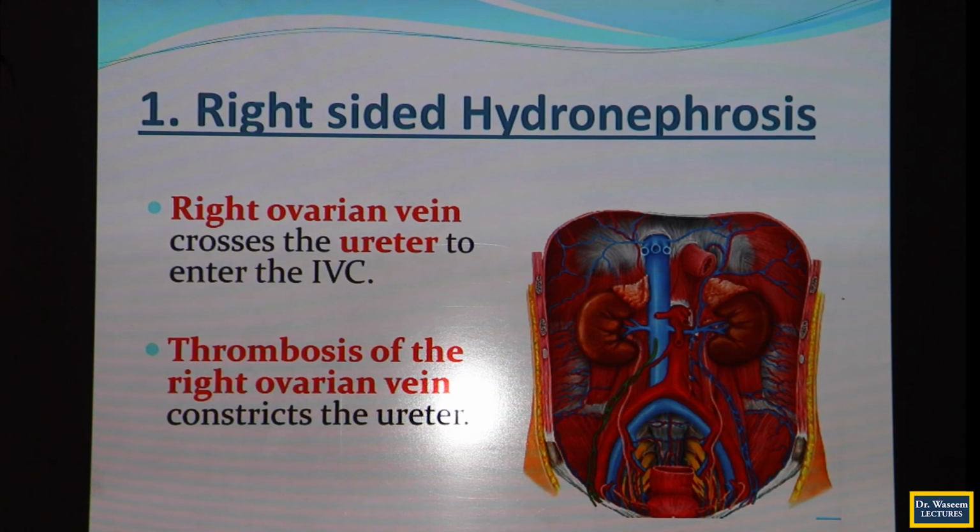If there is thrombosis of the right ovarian vein, it will compress or constrict the ureter, and due to this ureteric constriction there will be accumulation of urine in the kidney, and the kidney will become hydronephrotic. This happens on the right side, which is why we call it right sided hydronephrosis. You should have good knowledge of the relationship between the right ureter and the right ovarian vein, because they cross each other. The vein crosses the ureter, which is pasted against the posterior body wall, and when the vein is thrombotic it compresses the ureter, causing right sided hydronephrosis.